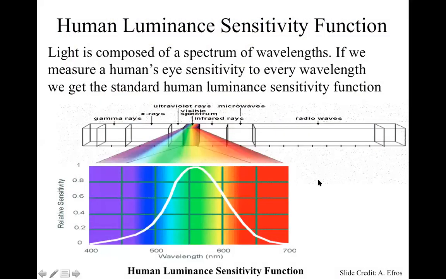Now, if we measure the human eye sensitivity to every wavelength, we'd obtain what is called the standard human luminance sensitivity function. This function, in white on the graph here, basically says that the human eye is very sensitive to green.